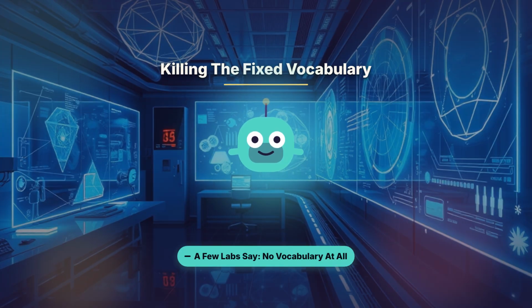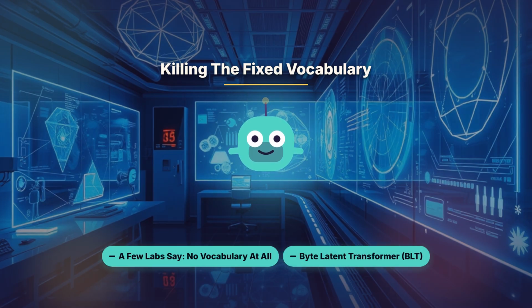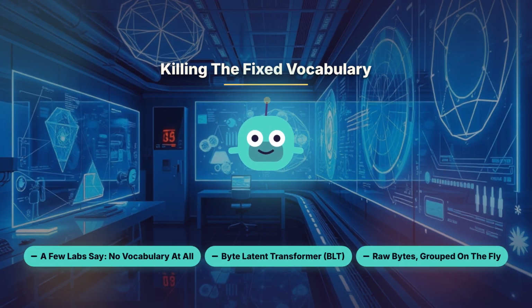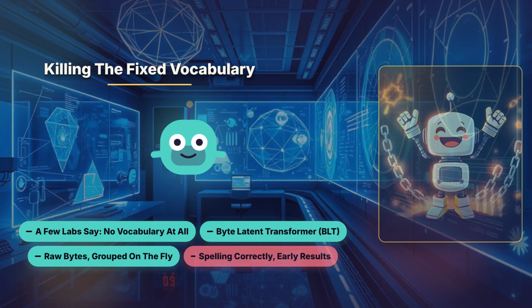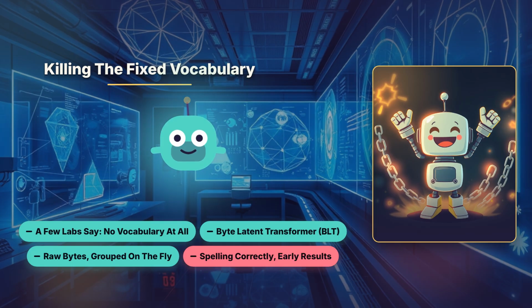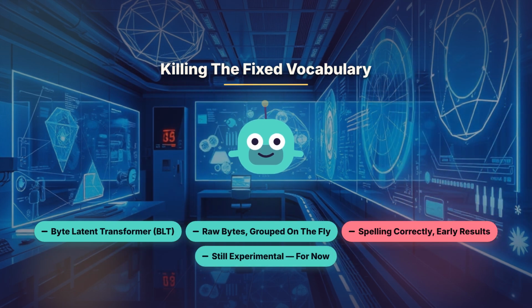Turns out, no. A few labs are trying to kill the fixed vocabulary altogether. Byte Latent Transformer, or BLT, drops the fixed vocabulary entirely. It groups raw bytes into patches on the fly, based on how predictable they are. Early results show it spelling correctly on exactly the tasks that trip up token-based models. It's still experimental research, not what's running in production today. But cracks like this have a way of spreading, so how long does BPE really have?